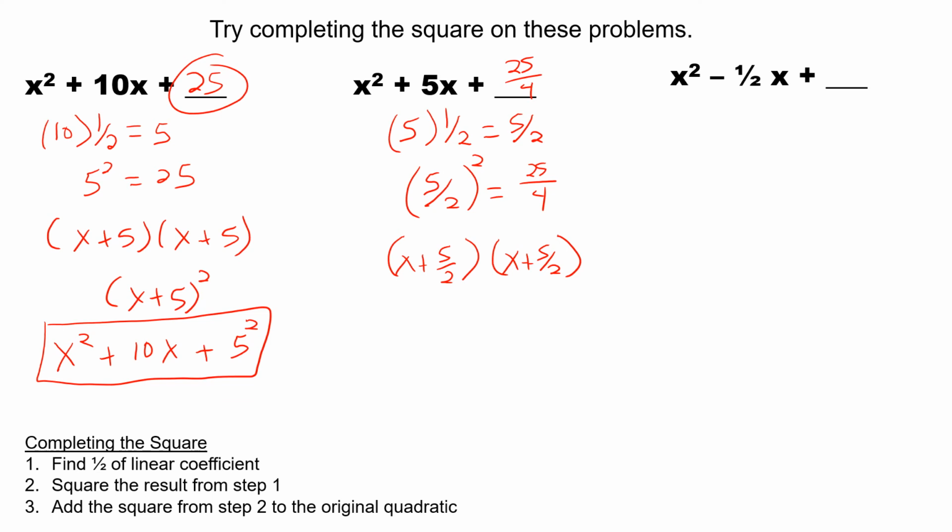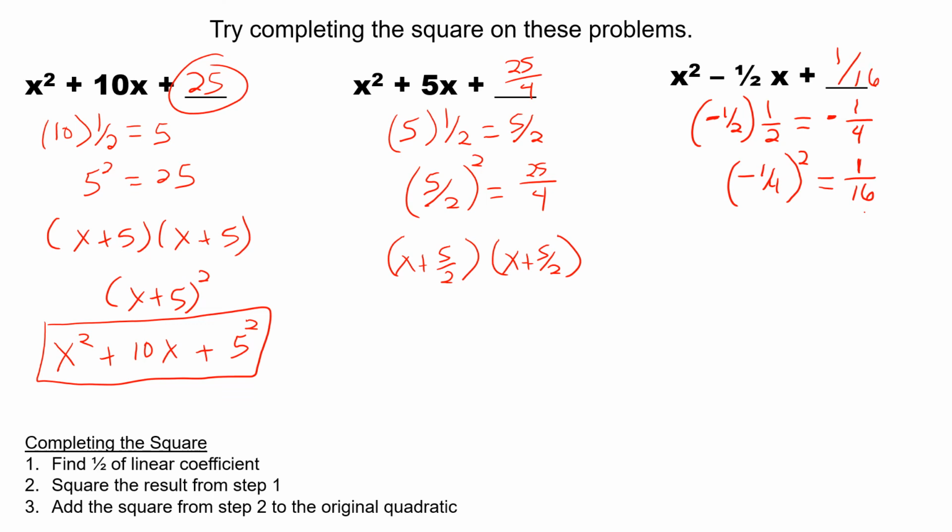All right, here we go. So we've got the coefficient, negative 1/2. We have to multiply it by 1/2. That gives me negative 1/4. We want to take that negative 1/4 and square it. Remember, a negative times a negative becomes positive. So we end up with 1/16. So 1/16 would be the answer if we completed our square.